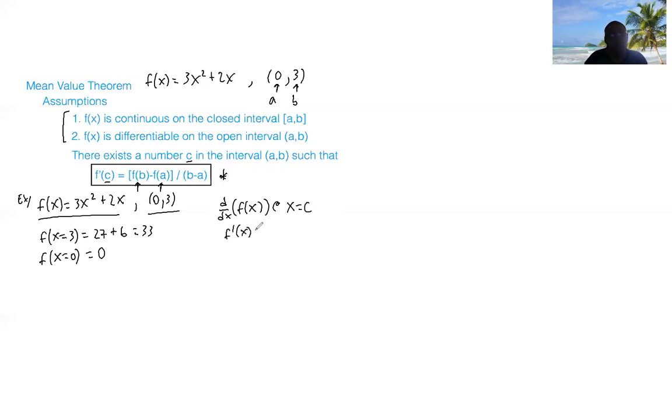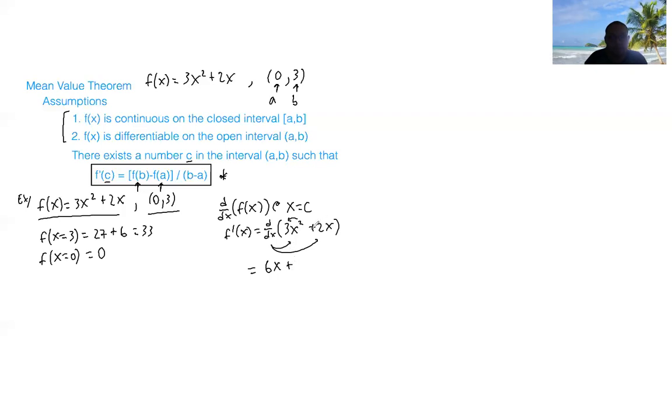The derivative of f of x, the shorthand, is equal to the derivative with respect to x of 3x squared plus 2x. We know we need to distribute that. So using the power rule, derivative of 3x squared is exponent times coefficient. 2 times 3 is your new coefficient. Keep your base there. Subtract 1 from your exponent. 2 minus 1 is 1. X to the 1 is the same thing as x. I'm just going to leave it like that.